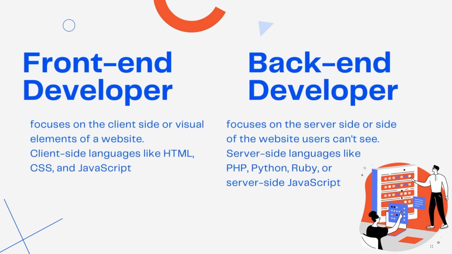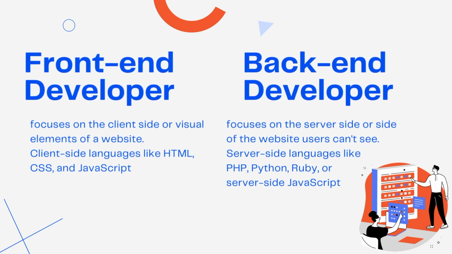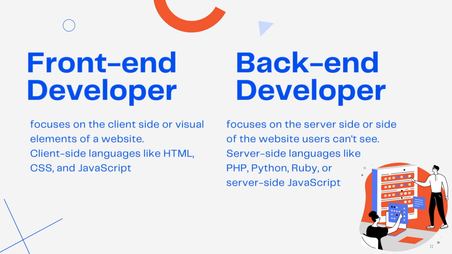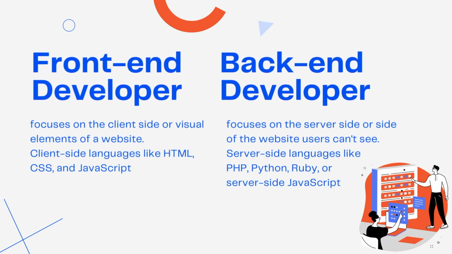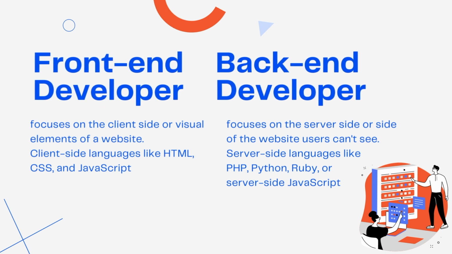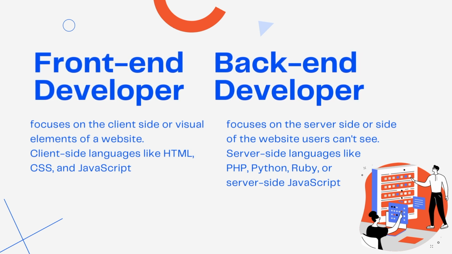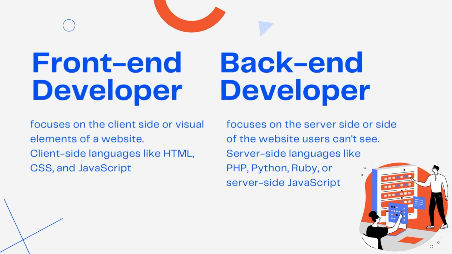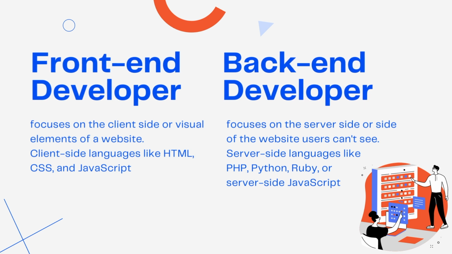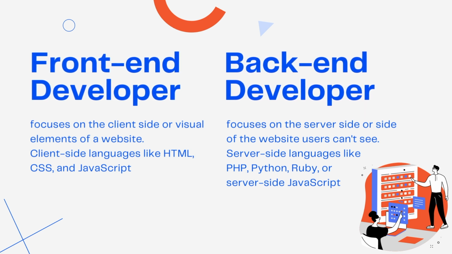Front-end developers and back-end developers work on different sides of a website. Front-end development is programming which focuses on the client side or visual elements of a website that a user will interact with, using client-side languages like HTML, CSS, and JavaScript. Meanwhile, back-end development focuses on the server side, or the side of a website users can't see, using server-side languages like PHP, Python, Ruby, or server-side JavaScript.